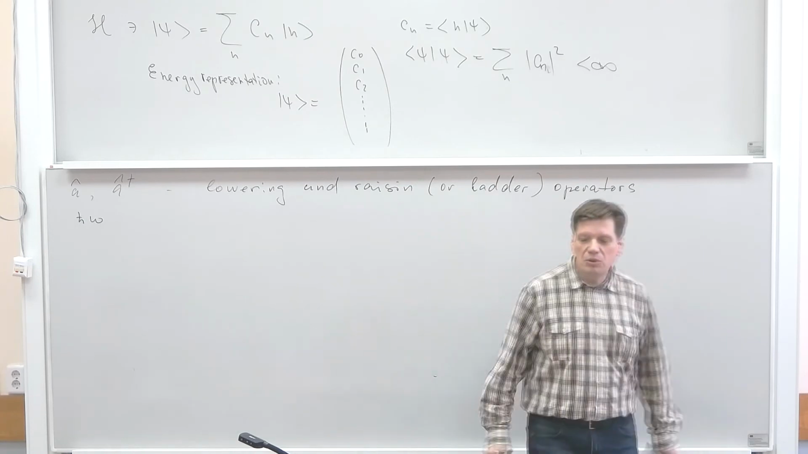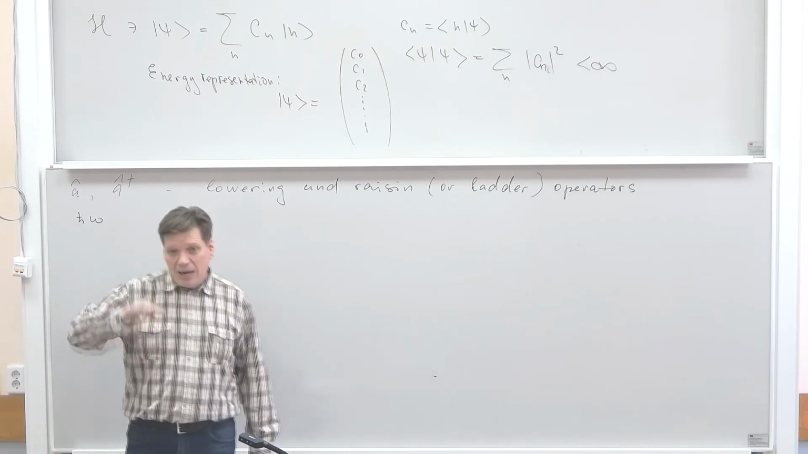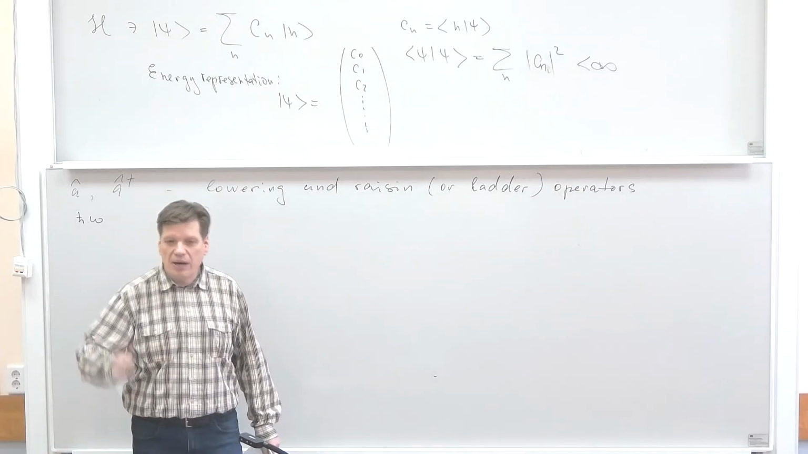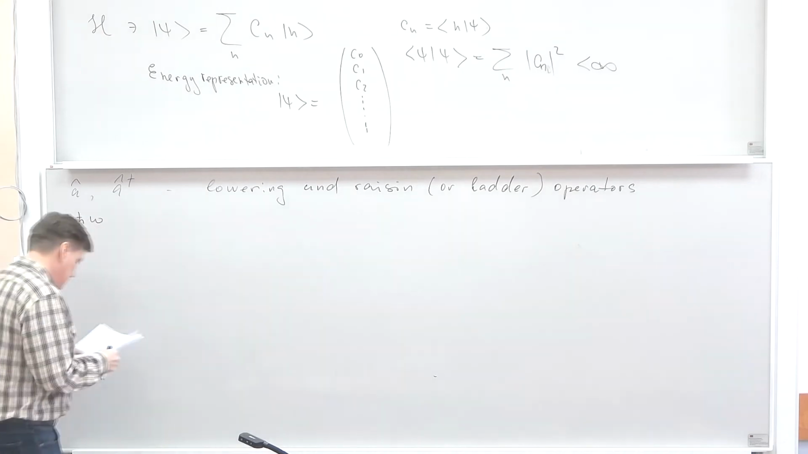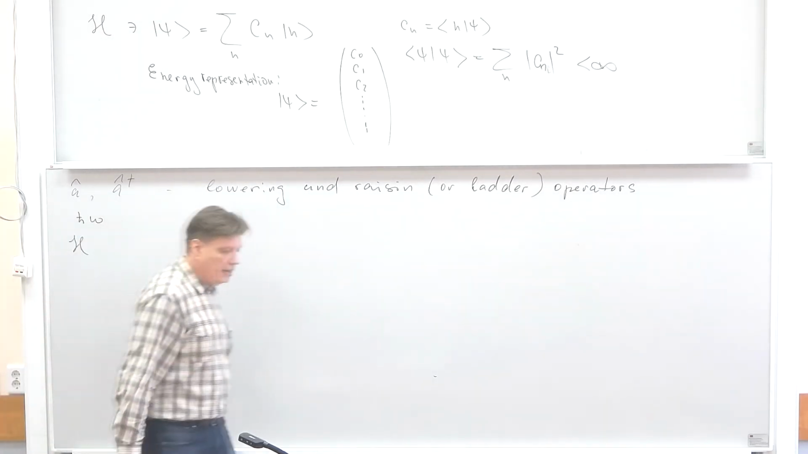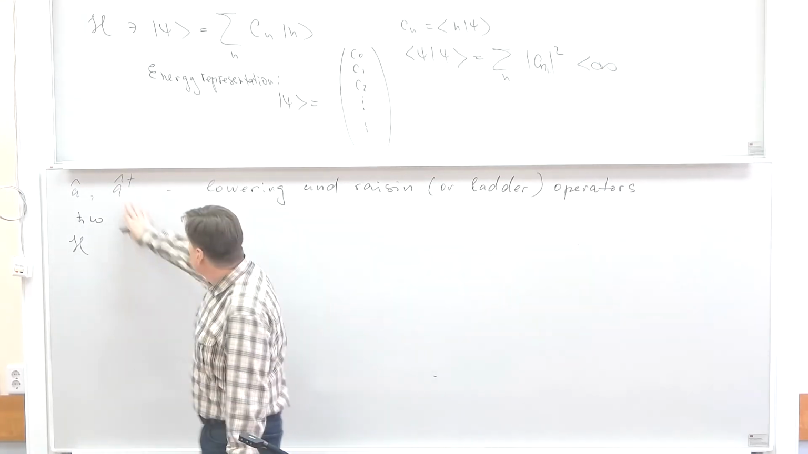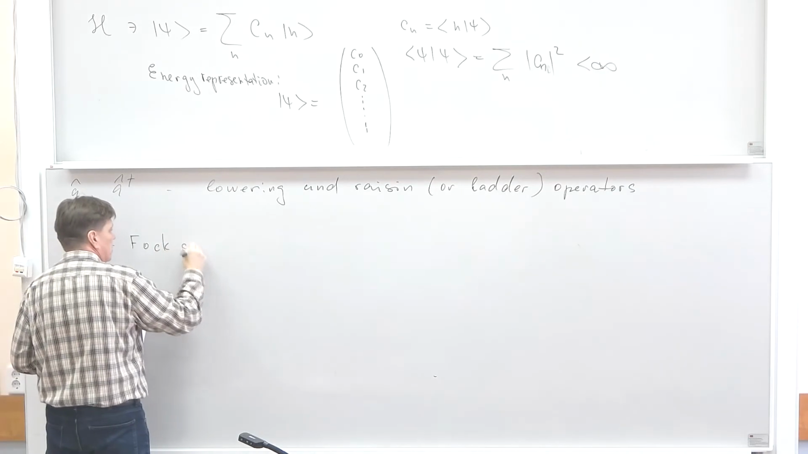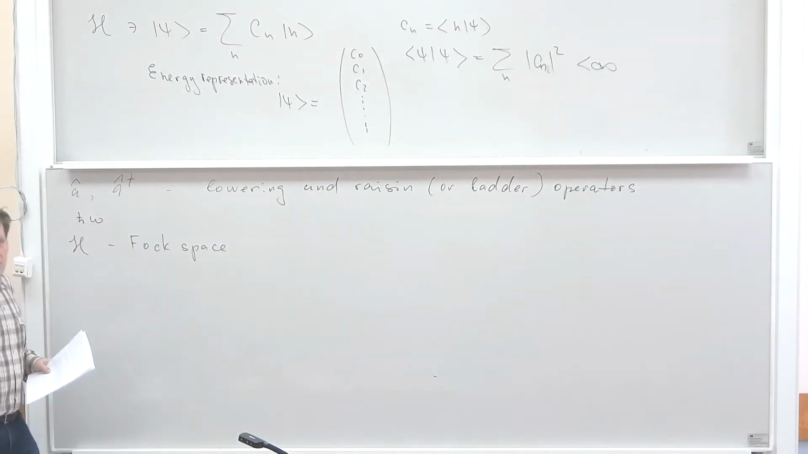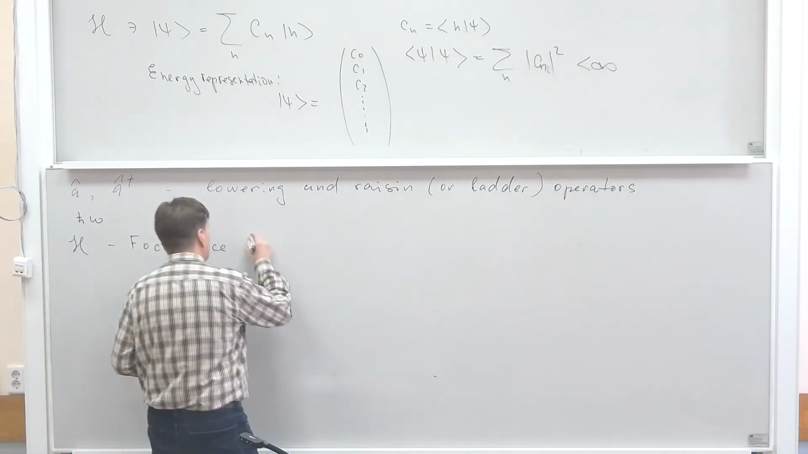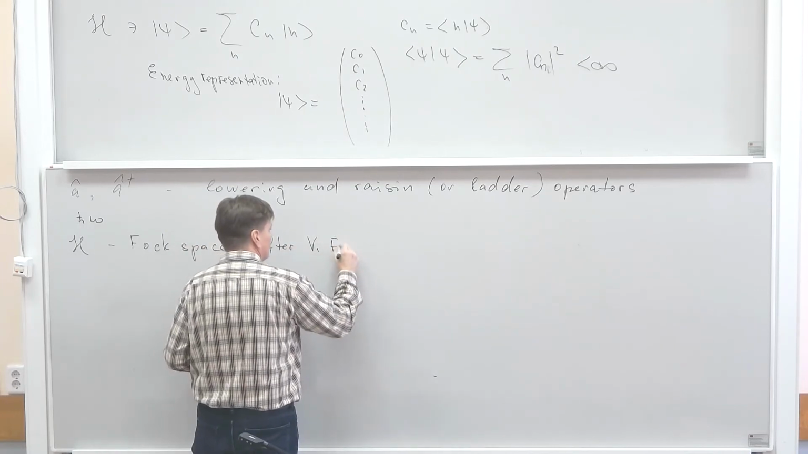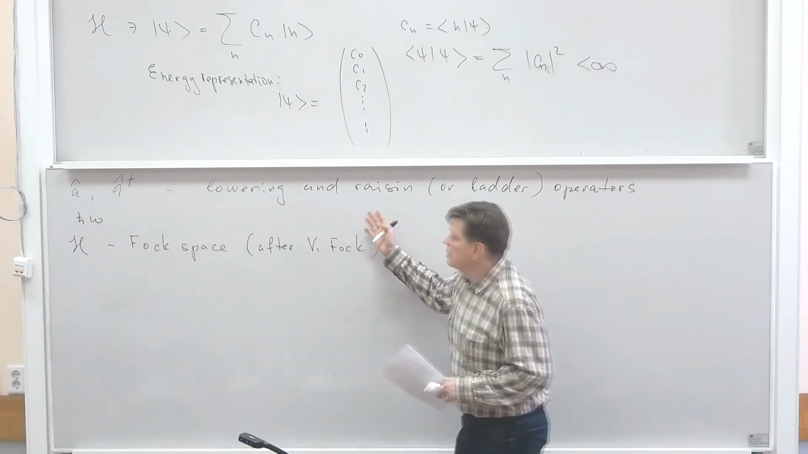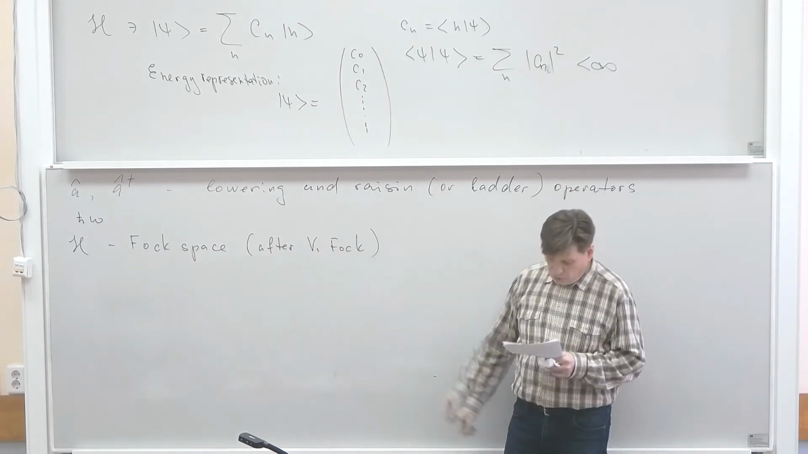And this is very similar to what happens when you step up or down the steps of a ladder. Each time your potential energy increases or decreases by a fixed amount. And the Hilbert space, which is generated by the repeated application of the operator A dagger to the ground state, is known as a Fock space. This is a name after the famous Russian Soviet physicist Vladimir Fock. Now let us see how these ladder operators act in the energy representation.